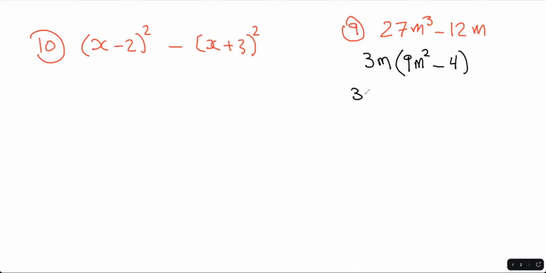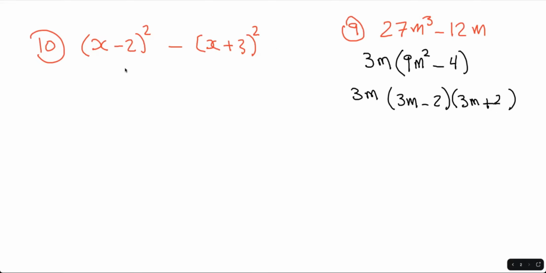So we carry the 3m and we open 2 sets of brackets. We're going to have 3m in both brackets and minus plus, and then the square root of 4 is 2, and that's the answer for that one.